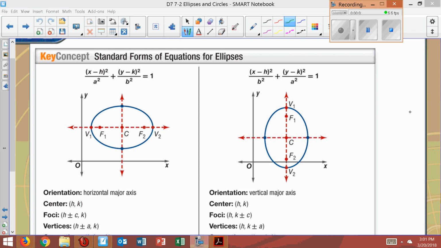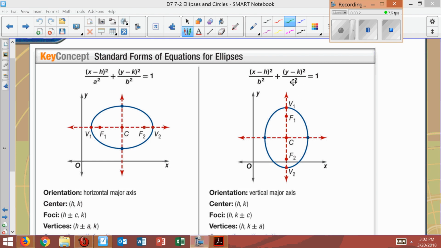Lesson 7.2, ellipses and circles. Here are the standard forms of equations for ellipses. This right here would be considered a horizontal ellipse because the a term here is always larger, whichever of the terms is larger. If the term is larger under x, it's horizontal. If it's larger under the y, it's going to be vertical.